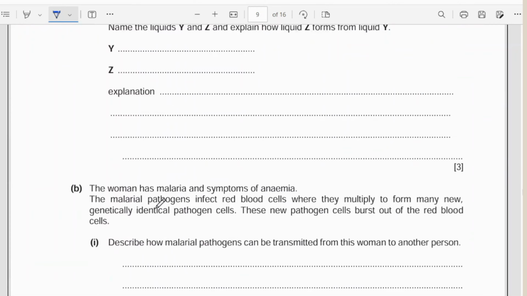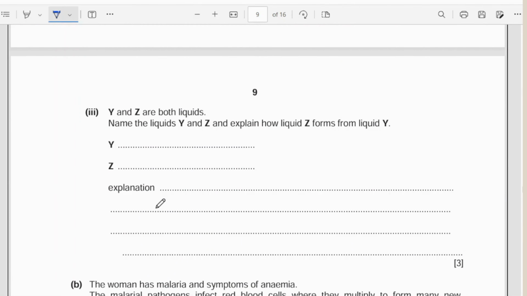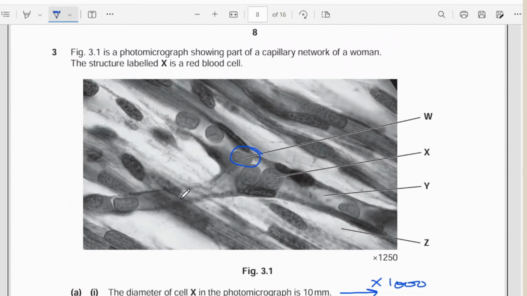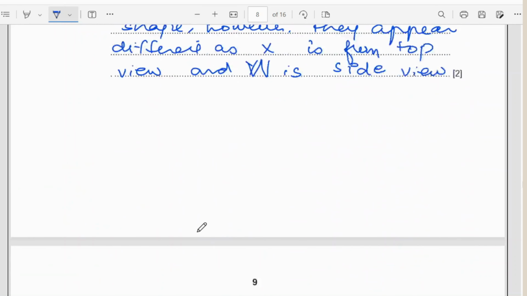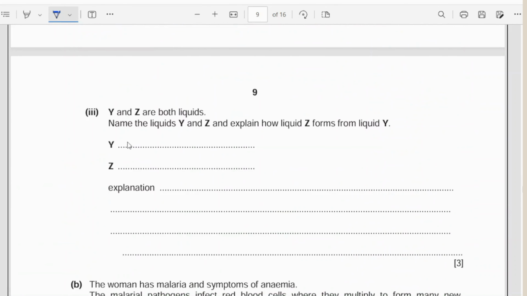Okay. Next one. Y and Z are both liquid. Name the liquids Y and Z. Let's move over here. Y is inside the capillary and Z is outside the capillary. Yes, plasma and tissue fluid. What is your explanation? Why do you think so?